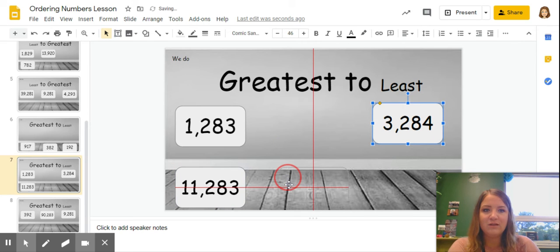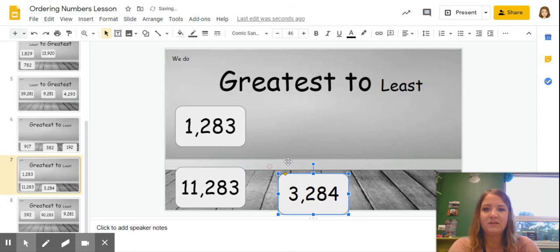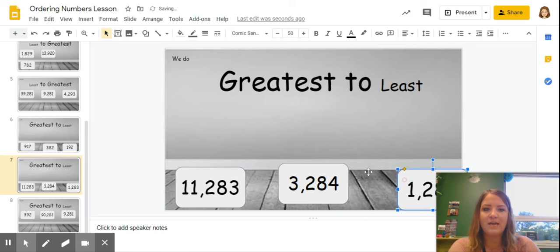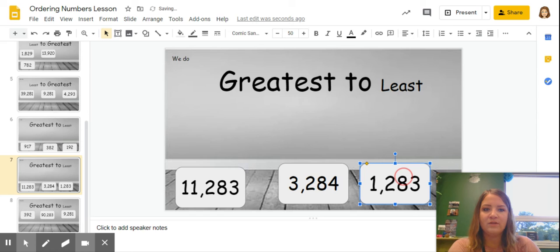Okay, I hope you said 3,284 is the next largest number. It is larger than 1,283, which is the least. So in order from greatest to least, we have 11,283, 3,284, and 1,283. Great job, guys. Get ready for you do.